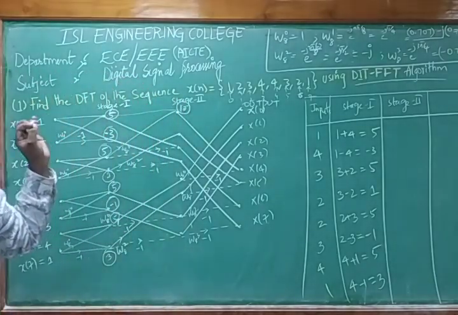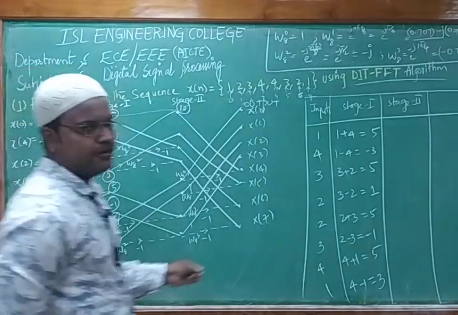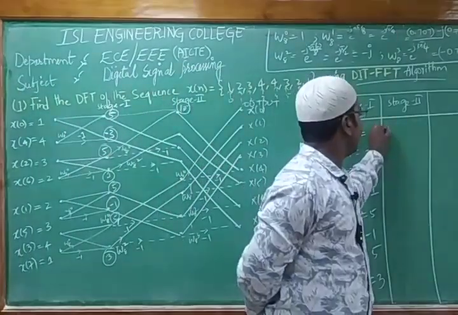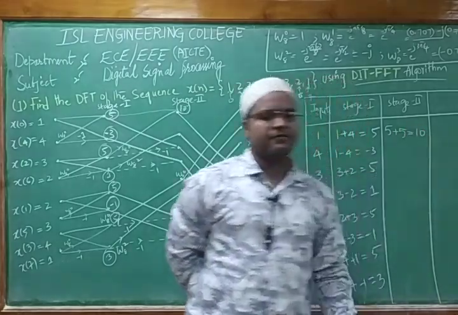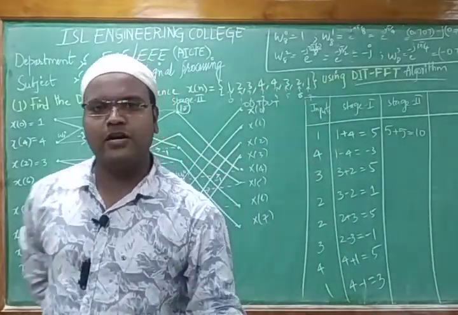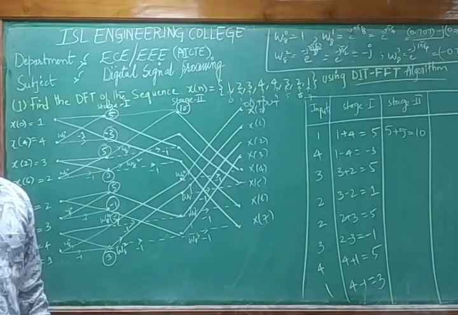I got 5 plus 5, I got it as 10. So I'll write here stage 2, 5 in first input. For the second input is 5, again I got it as 10. Since omega 8 power 0 is 1, we are not considering that omega 8 power 0.